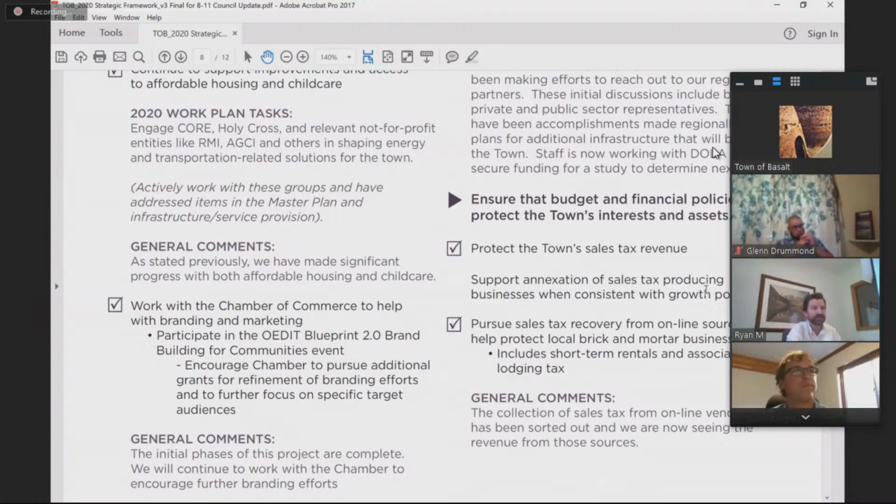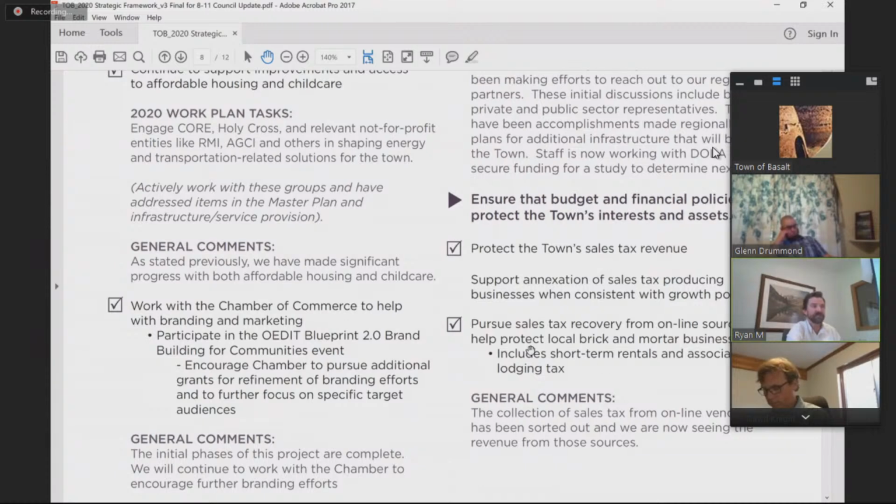Supporting annexation of sales tax producing businesses when consistent with growth policy. I didn't check this one, not that it's not on our radar, it's just the opportunity has not presented itself over the last year or so. I just left it there, but I think it's worthy to keep at the forefront, and I think it's something that most towns pursue, and you're able to take proposed development that might be in an unincorporated area and bring it in to provide municipal level services and be able to garner that revenue to be able to provide it.